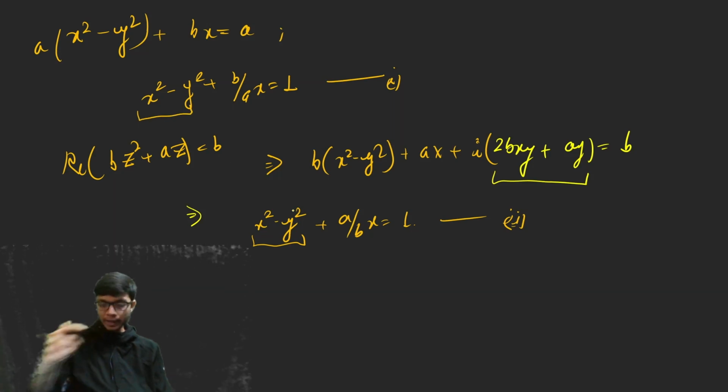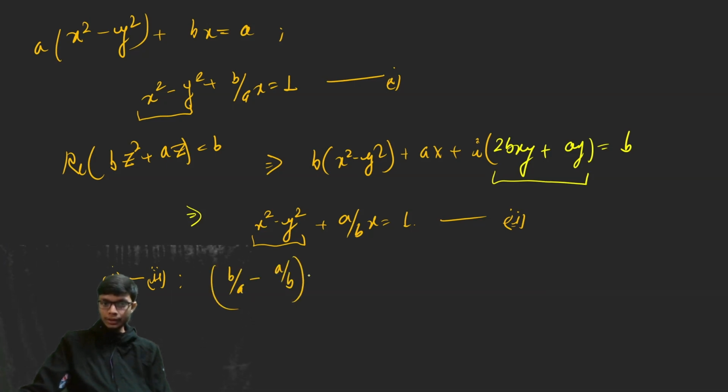That means on subtracting equation 1 and 2, so I'm subtracting the second equation from the first equation, that is second minus first, so I will get the result as (b/a − a/b) x equal to 0. Okay, so from here I'll get a result, that is b/a = a/b, and this result will be b² − a² = 0, and that will make a equal to plus or minus b, or vice versa.